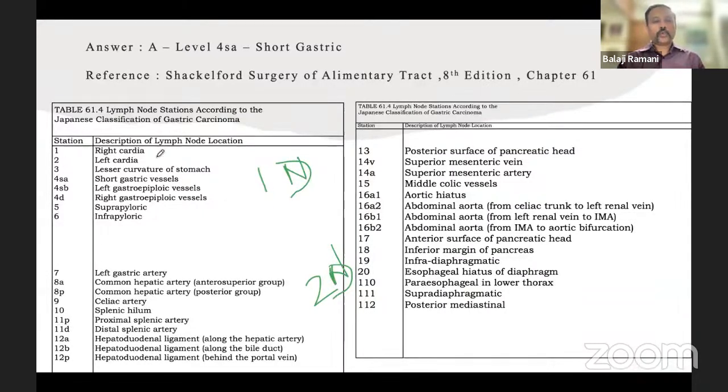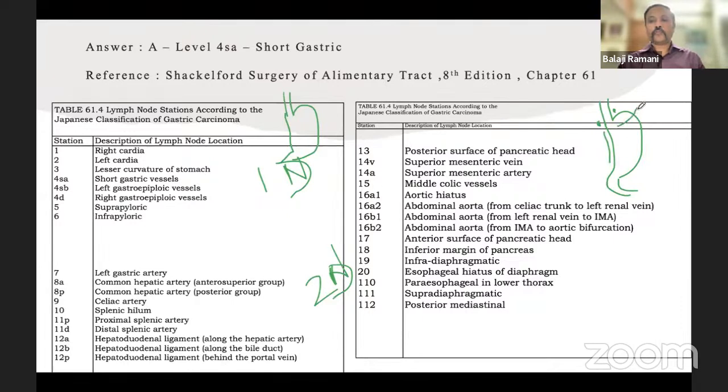So you have to remember the stomach. There is also a diagrammatic representation. I actually lost that picture here and couldn't put it up, but just remember that there is a diagrammatic representation of these nodes, which you can look at, and that will help you in remembering it easily. So here you have, top to bottom, 1 and 2, which are going to be your right cardiac and your left cardiac. Then you have your 3, which is going to be along the lesser curve.